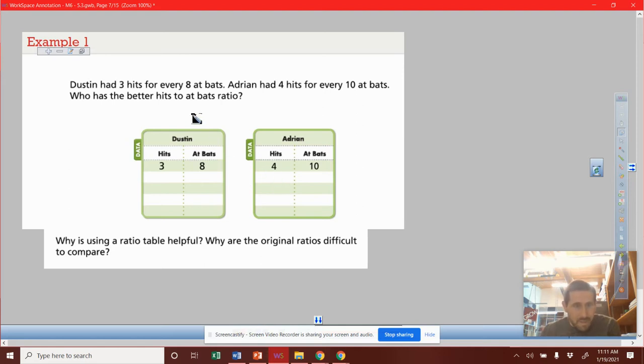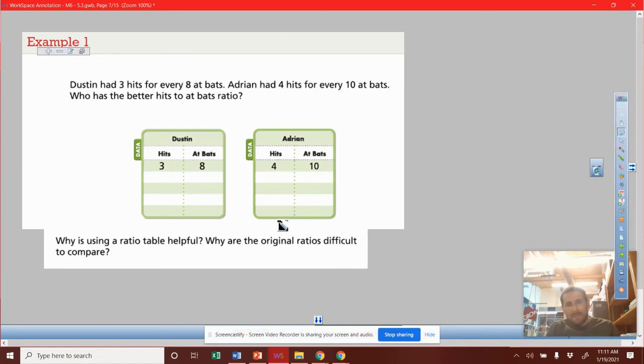So what we're looking at is who has the better hits to at-bat ratio. Which one of these players, when you put them up to hit, is more likely to get on base? Is it Dustin or is it Adrian? So we're just comparing the two, right?